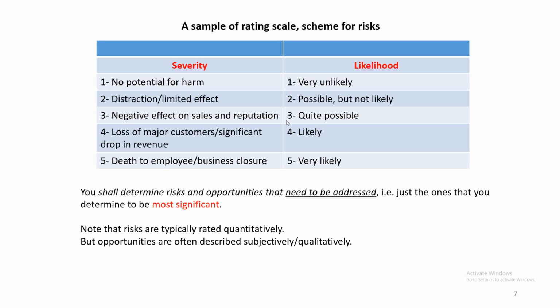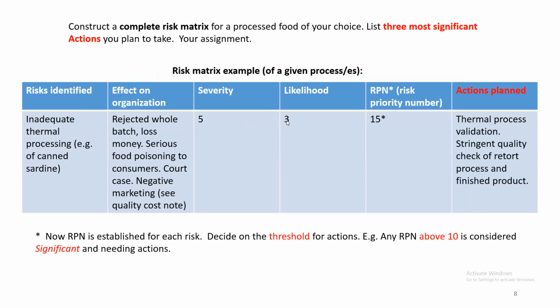So you determine the risks and opportunities that need to be addressed. That means just the one that you determine to be most significant. And then you see whatever risks that you determine, typically quantitative. Opportunities will always be described subjectively or qualitatively. Risks you can quantify, but opportunities are often subjective and qualitative. So we can try. We can construct a complete risk metric for processed food of your choice.